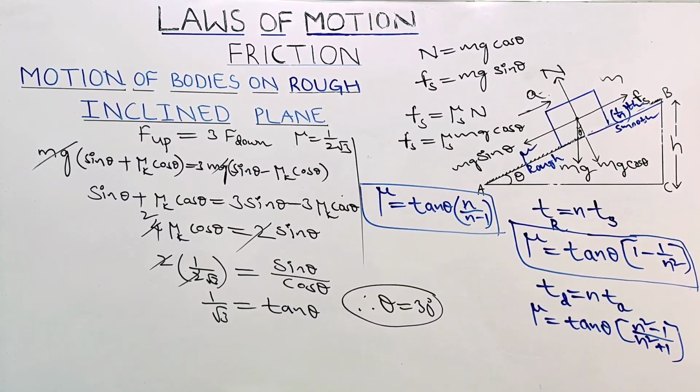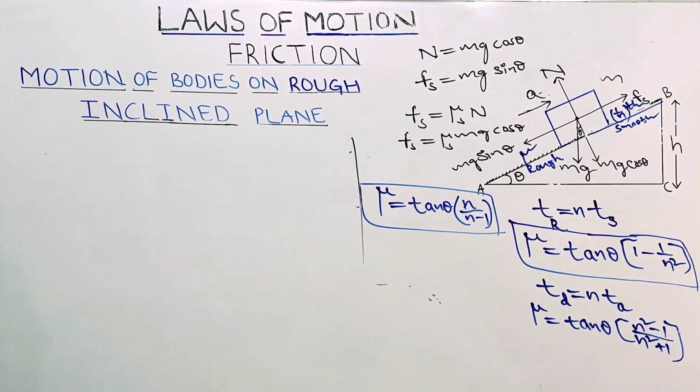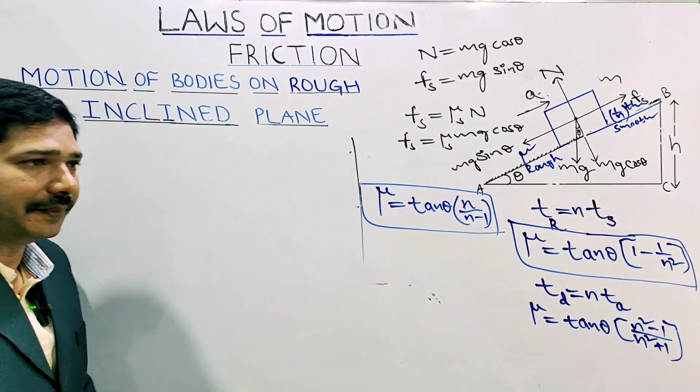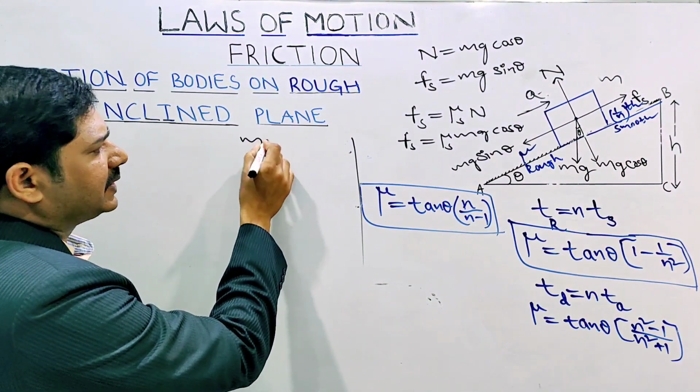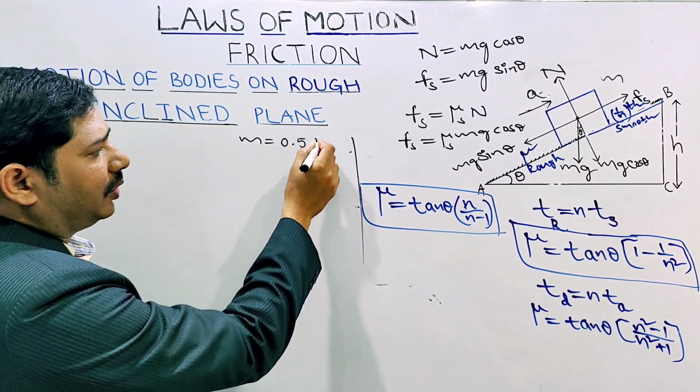Next problem. A block of wood of mass 0.5 kilograms is placed on plane making an angle 30 degrees with the horizontal. If the coefficient of friction between the surface of contact of the body and the plane is 0.2, what force required to keep the body sliding down with uniform velocity? Here, one body is sliding down on rough inclined plane. Okay, so what they given? Mass is given, how much given? 0.5 kilograms of the body given.